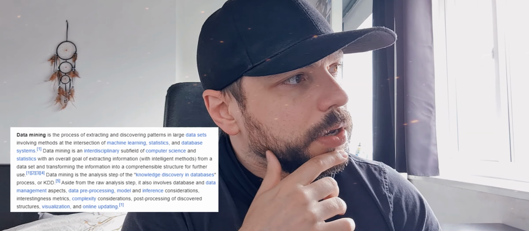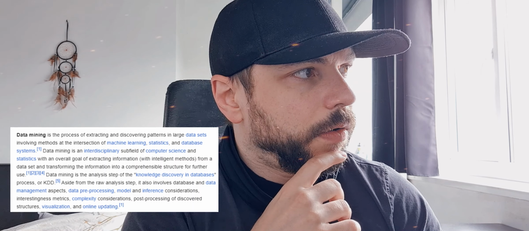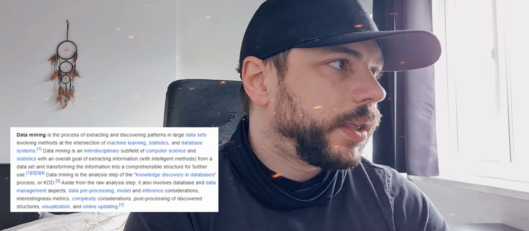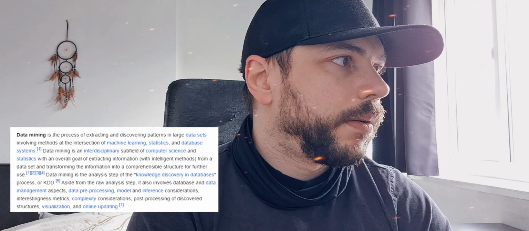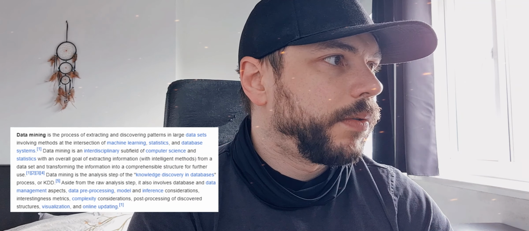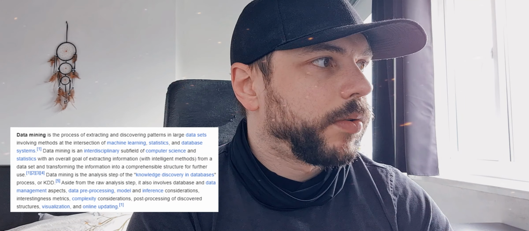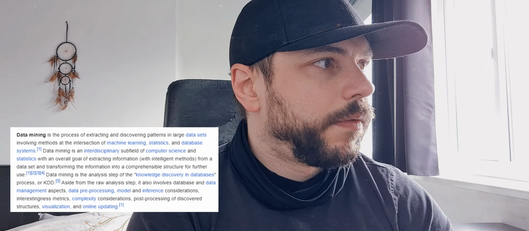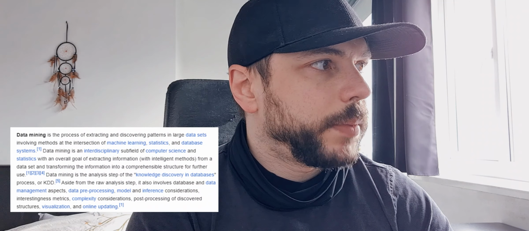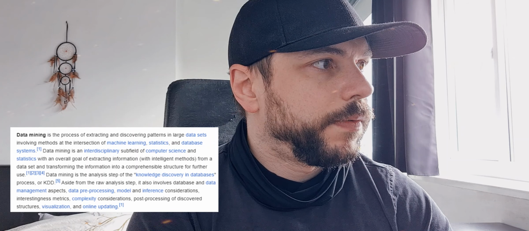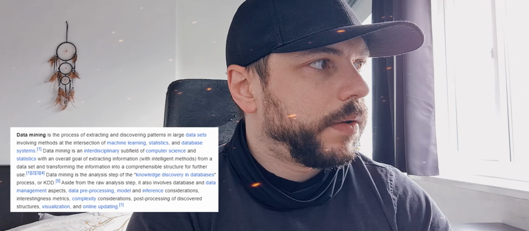Data mining is the process of extracting and discovering patterns in large data sets involving methods and/or interactions of machine learning, statistics, and database systems. Data mining is an interdisciplinary field of computer science and/or statistics, with the overall goal of extracting information from the data sets and transforming the information into a comprehensible structure for further use. Data mining is the analysis step of knowledge discovery in databases.